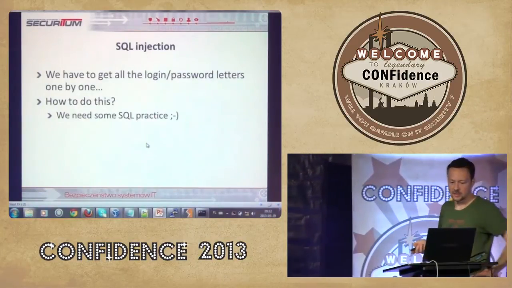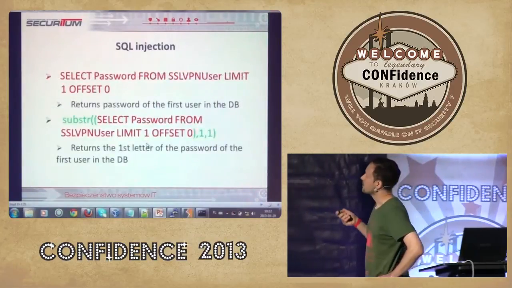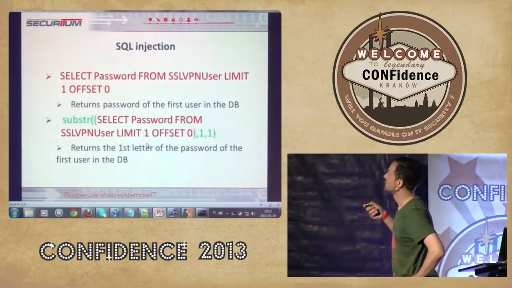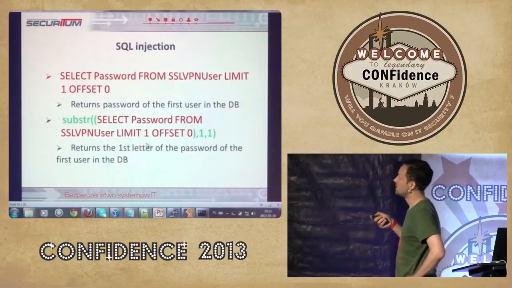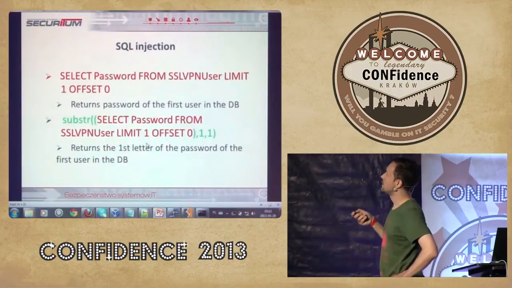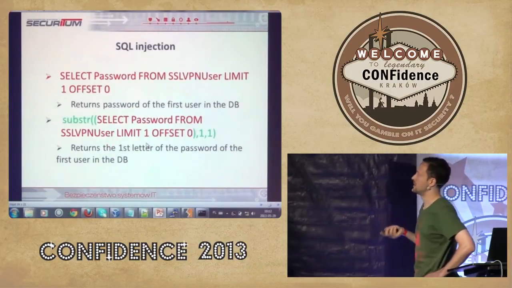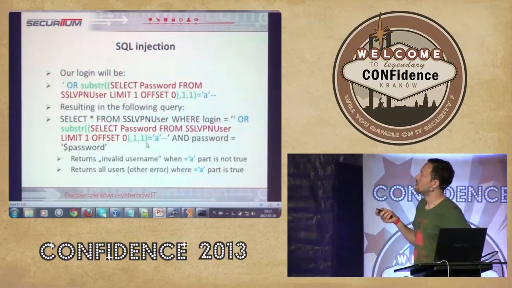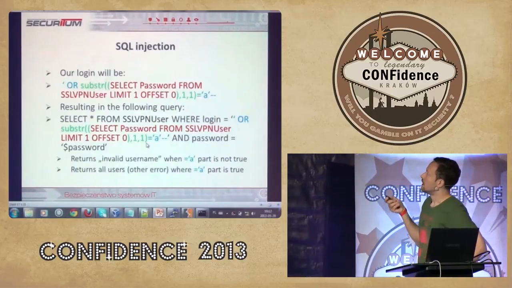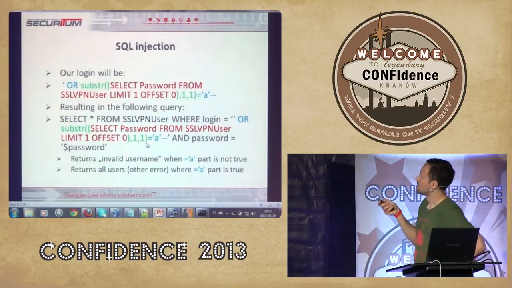Before doing this, we need some SQL practice. This query extracts the first password from the database. If we add the substring function here, this returns me the first letter of the first password in the database. And now we'll use a login like this. Basically, after injecting this into our base query, we'll have something like this.